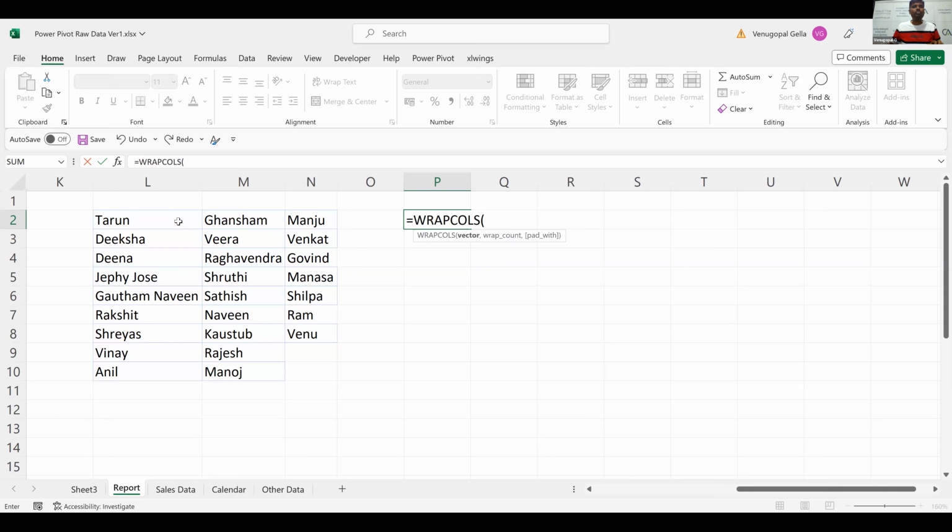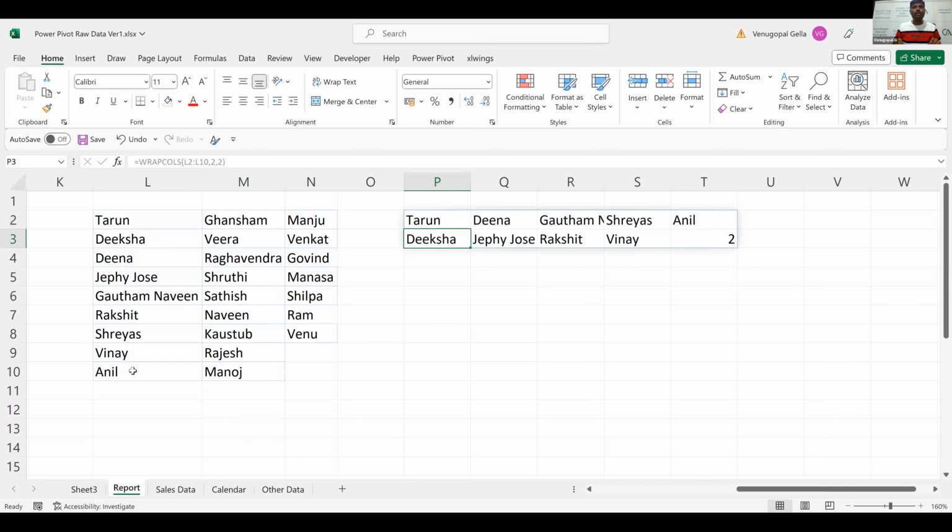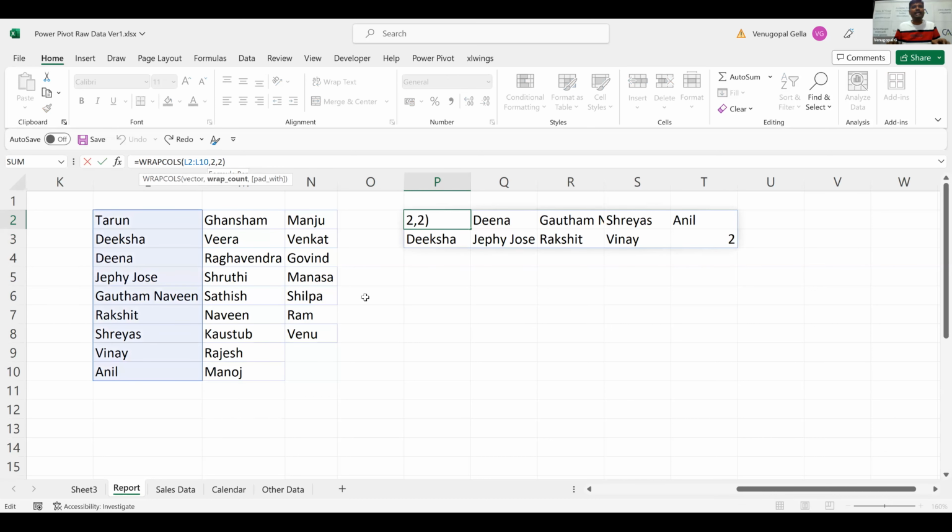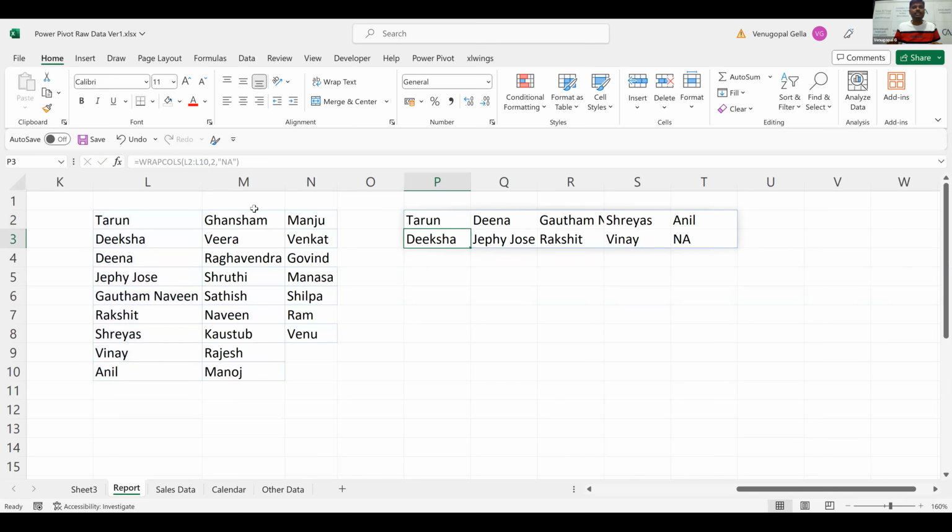So you want to wrap this data, let's say, into 2 by 2 cells. Can you see, automatically you have wrapped this column into 2 by 2 rows. At the end, whenever the blank is there, what do I do with the blank? Do nothing. Or you can just say not applicable, not available. You can set whatever you like.